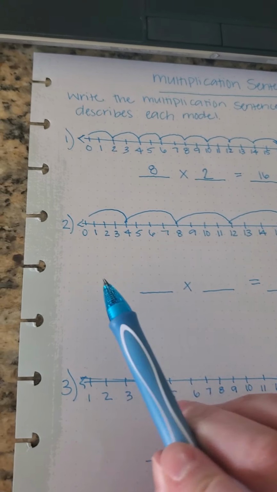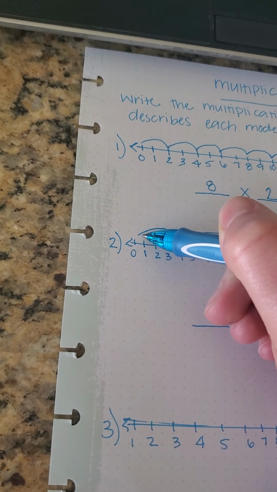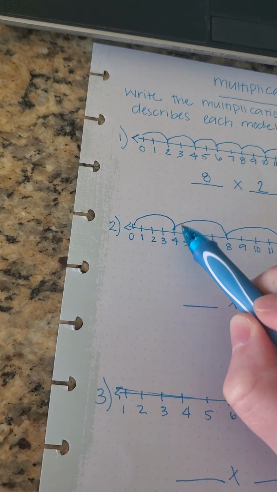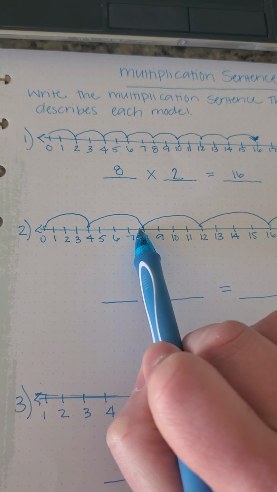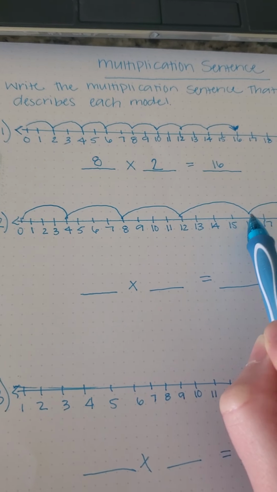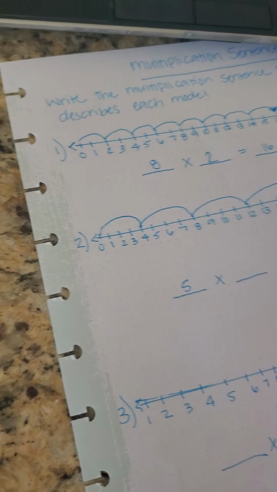Okay, so we're going to move down to our second one. We're going to do the same thing. Let's count our number of groups, so how many hops there are. Let's see, there's 1, 2, 3, 4, 5. So our total number of groups is 5.